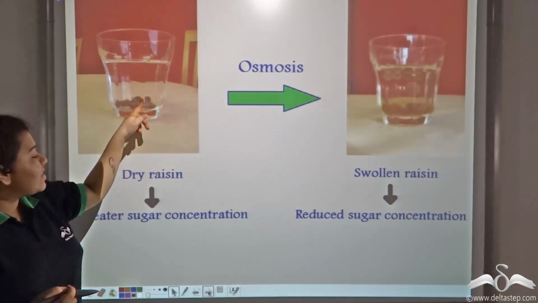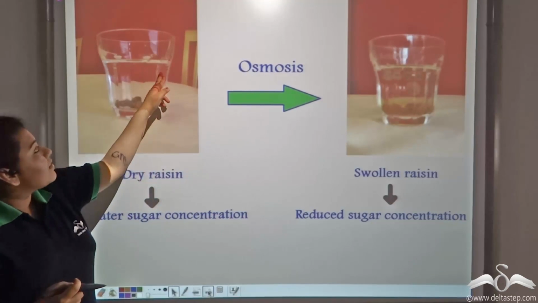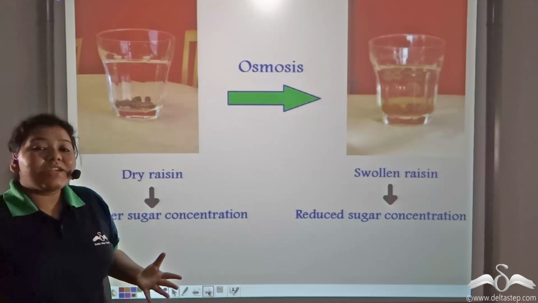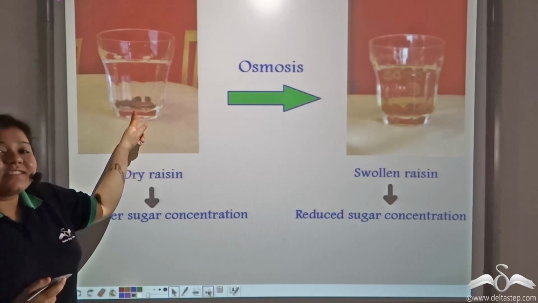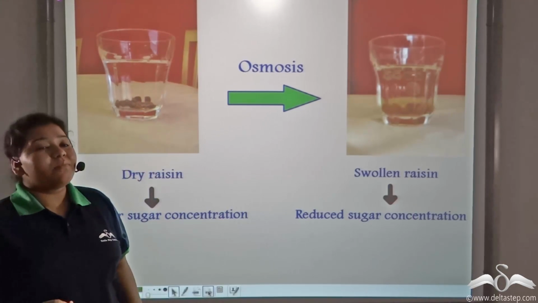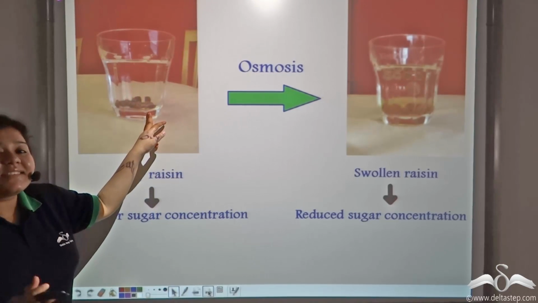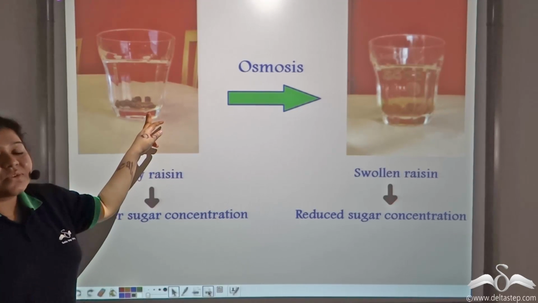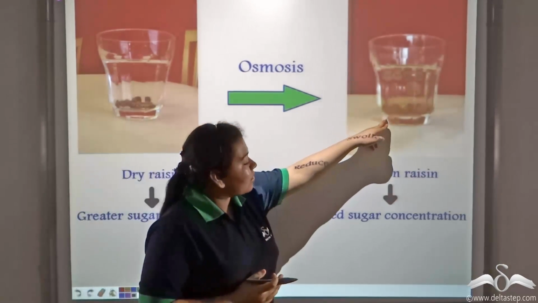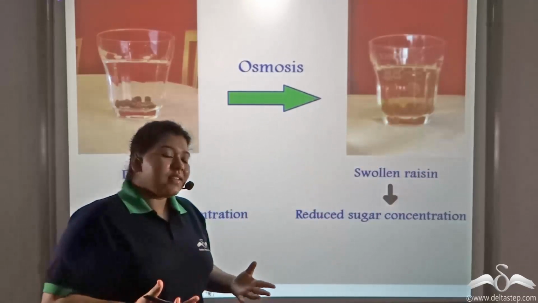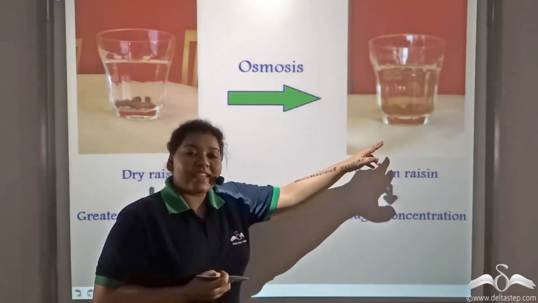Well, raisins have a high sugar concentration inside. This glass of water has a more dilute solution with respect to the concentration inside the raisins. So water travels from more dilute conditions to a less dilute condition, and this is known as osmosis. So through osmosis, raisins take up water and they swell up, and when they swell, there is reduced sugar concentration inside the raisin.